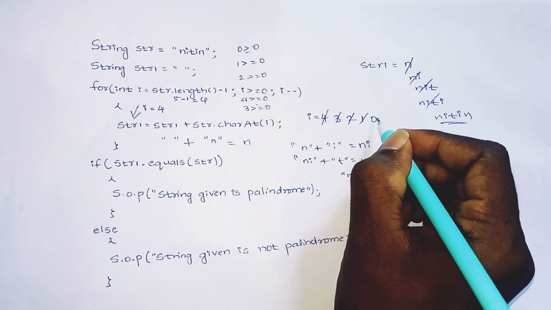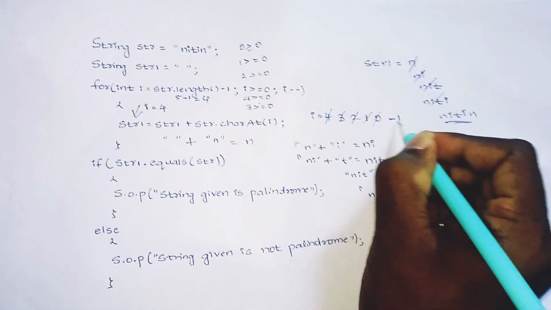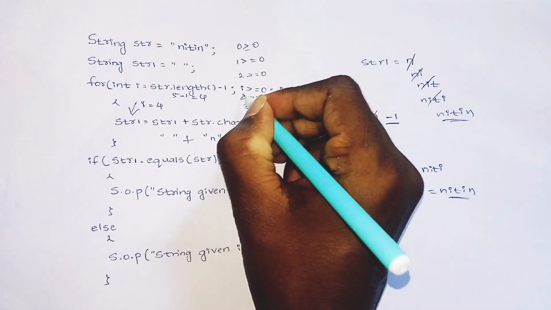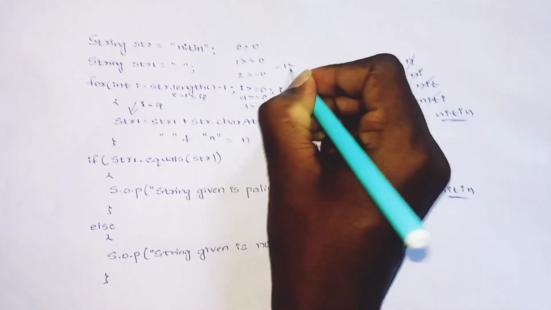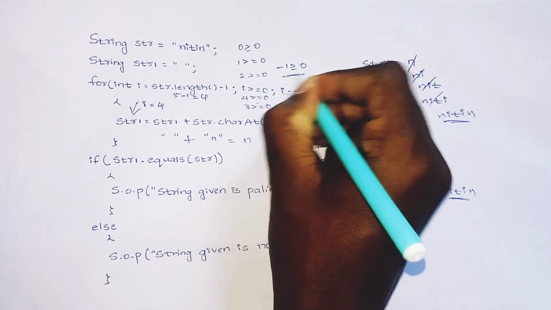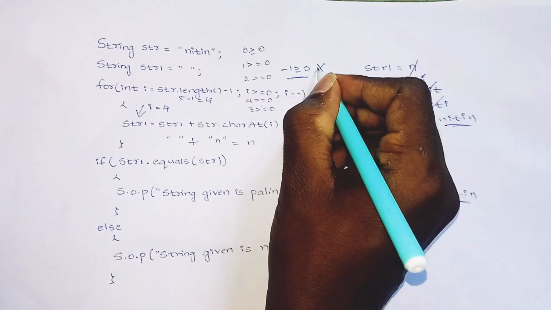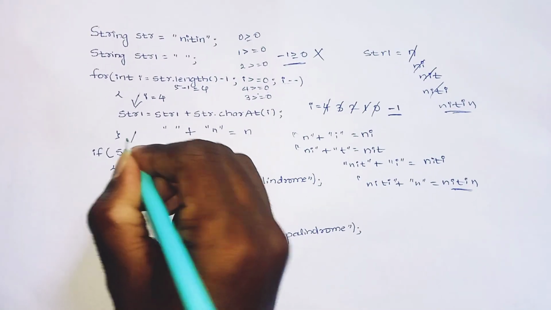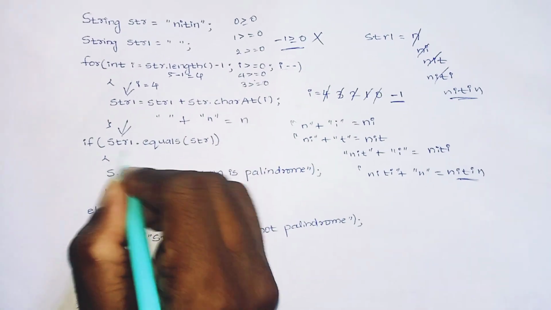Now the i value will be decremented by 1. Initially the i value is 0, now it is decremented by 1, that is 0 minus 1 is minus 1. Now it checks the condition, that is -1 >= 0, the condition is false. So once the condition becomes false, it comes out of the for loop and executes the next statement.